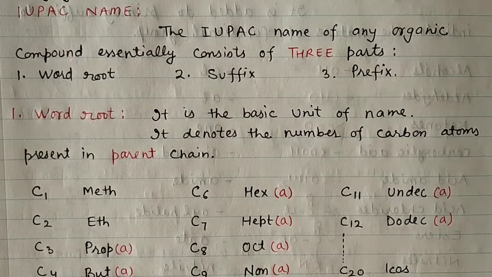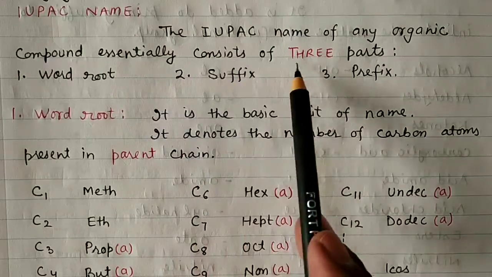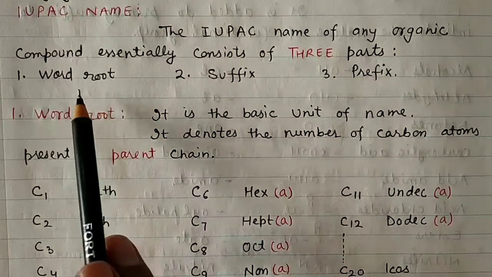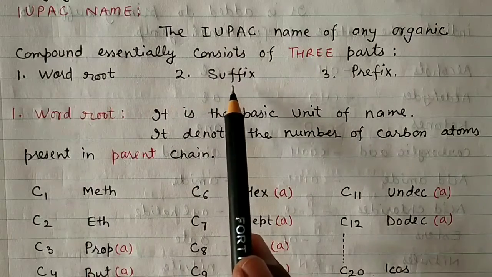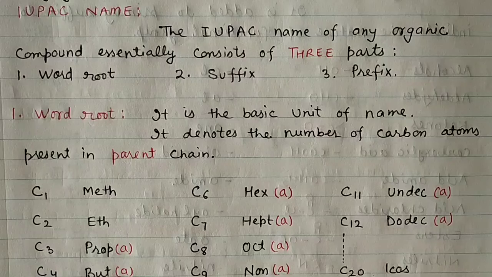Students, in this video we will discuss the IUPAC nomenclature. The IUPAC name of any organic compound essentially consists of three parts. Number one is the word root, second is the suffix, and third is the prefix. One by one we will discuss the word root, suffix and prefix. First we will discuss the word root.